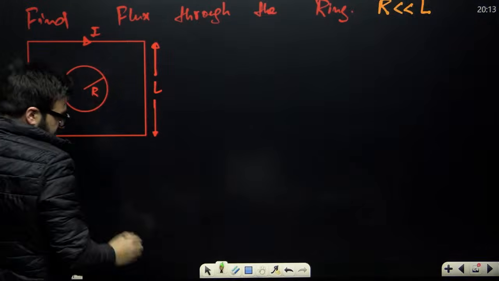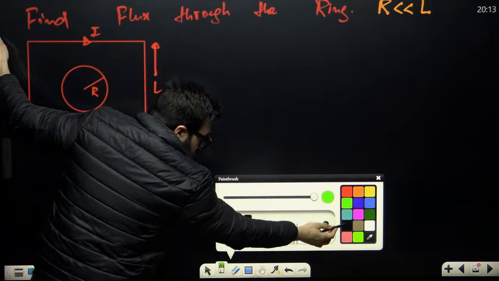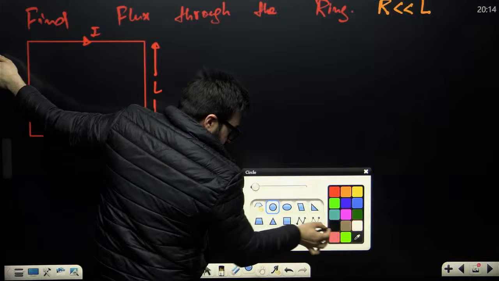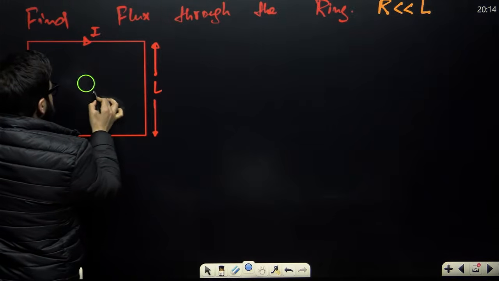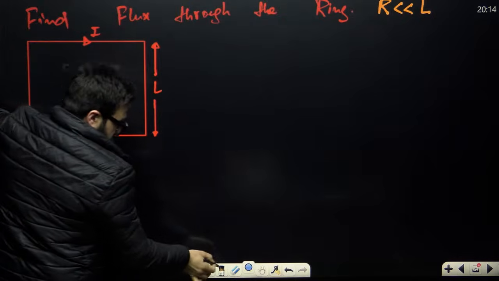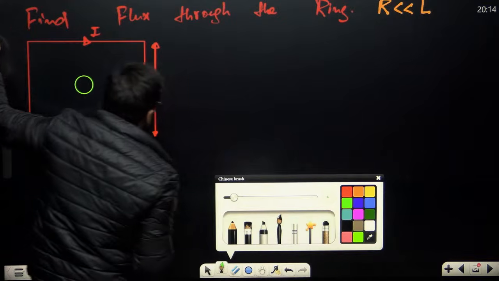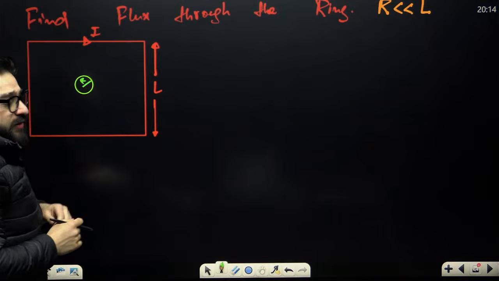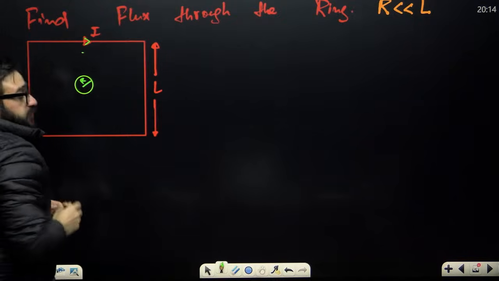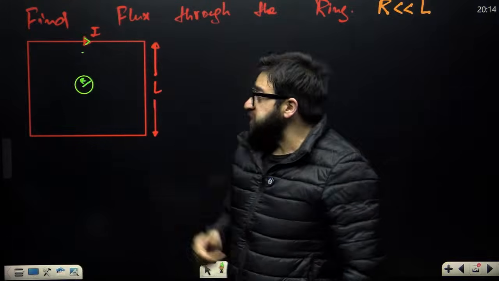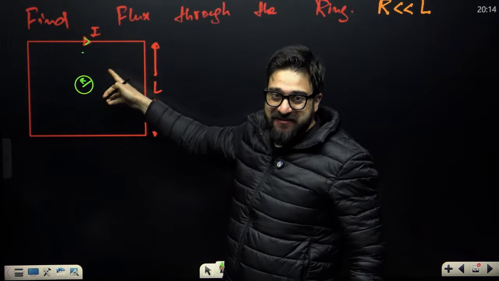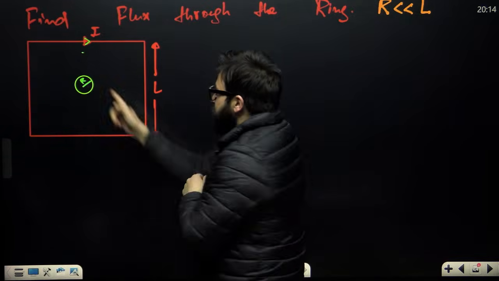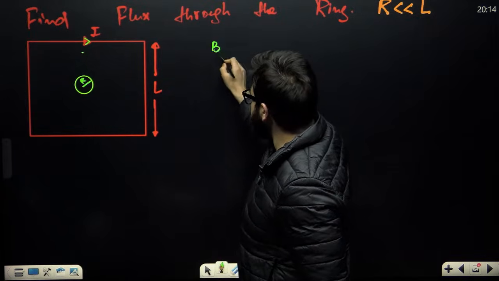Now we are placing the ring at the center. Let me redraw it actually. Now in this particular case, we are placing the ring at the center, and this ring has radius R. Now guys, current is flowing in the square loop. Right now, we say the square loop is going to create the magnetic field, and that will cross the circular loop. So what is the magnetic field due to the square loop?